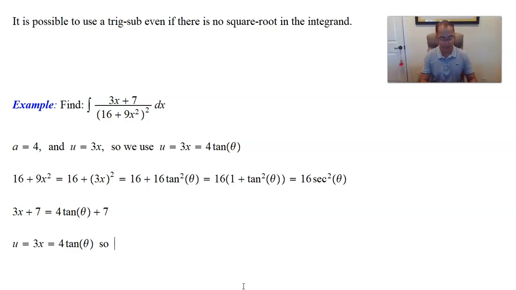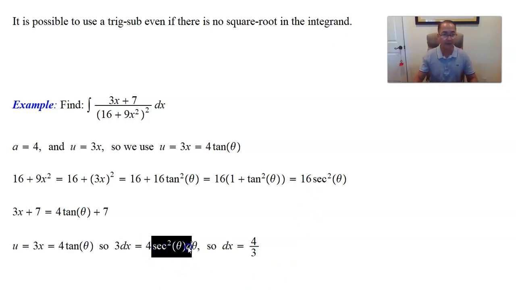So take the differential: 3 dx equals 4, the derivative of tangent is secant squared, secant squared theta d theta. So dx is 4/3, I need a fraction, 4/3 of secant squared theta d theta.